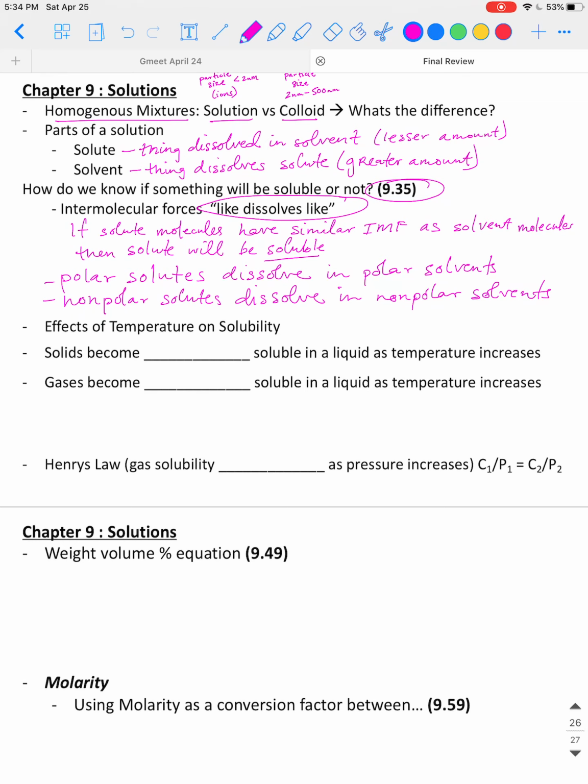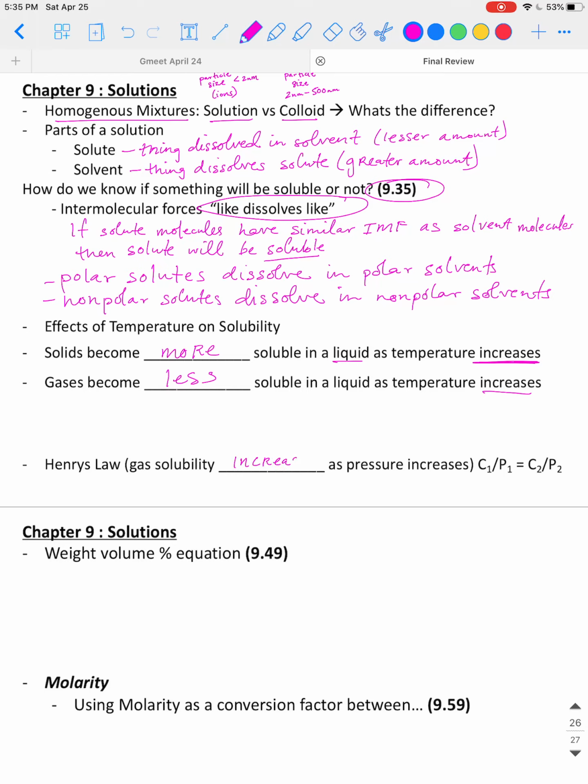Let's see. Oh, if you want to practice this, 9.35 is a great practice problem. Also, understanding how temperature can manipulate solubility. So solids become more soluble in a liquid as temperature, keyword, increases. If temperature decreases, solids become less soluble. Gases become less soluble in a liquid as temperature increases. Okay? They become more soluble in a liquid as temperature decreases.